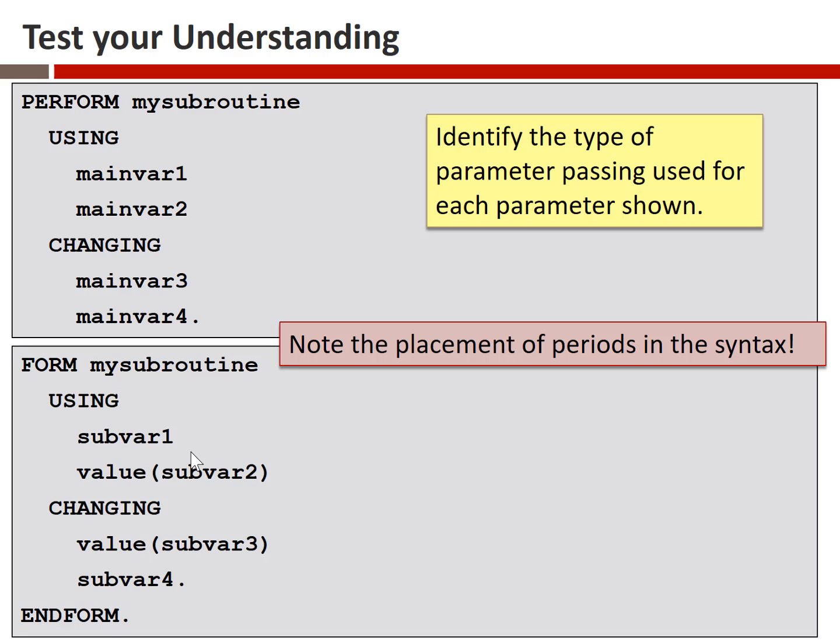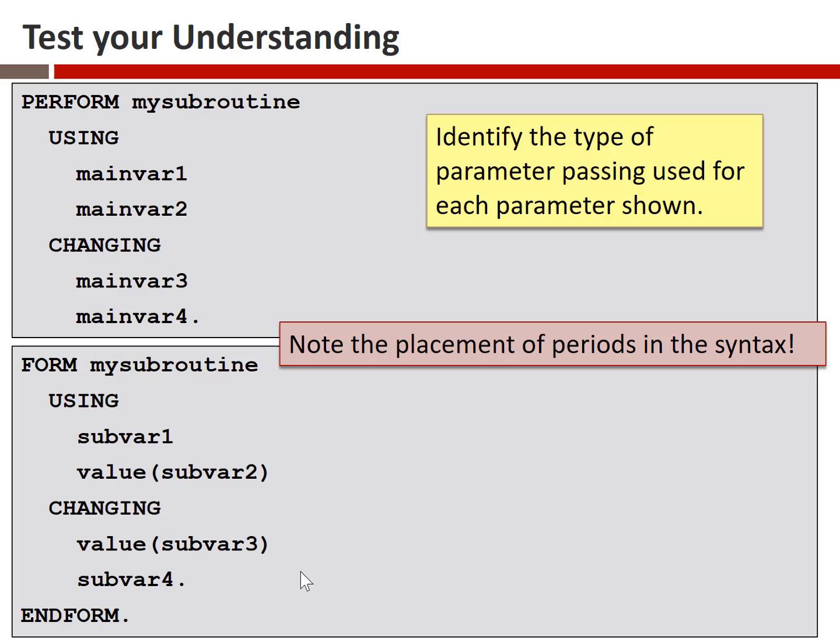And so, by the way, in this particular example, what's missing? When I was creating this slide, my focus was on showing you using and changing and everything else. I'm missing the type statements. So this should say using subvar 1 type C or value subvar 2 type any. Okay, so that is not shown here, because I just wanted to get used to this. It's just going to match these up in order.